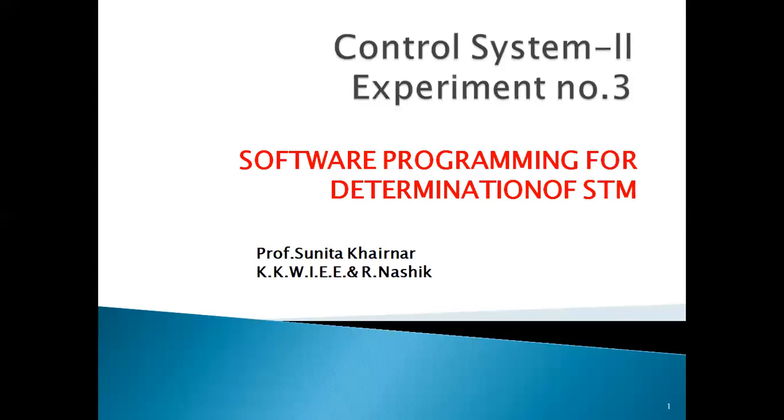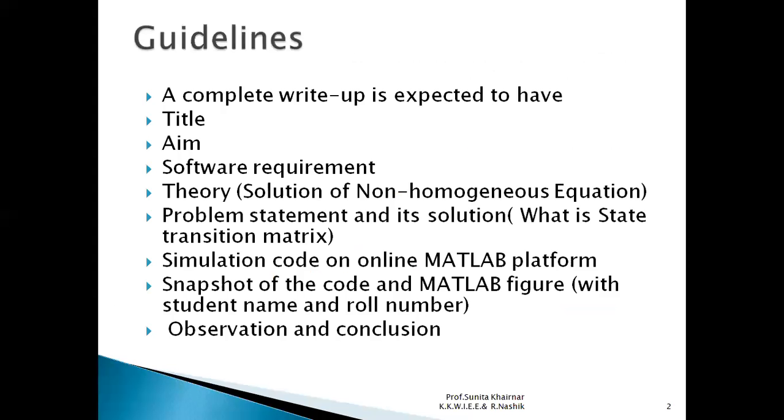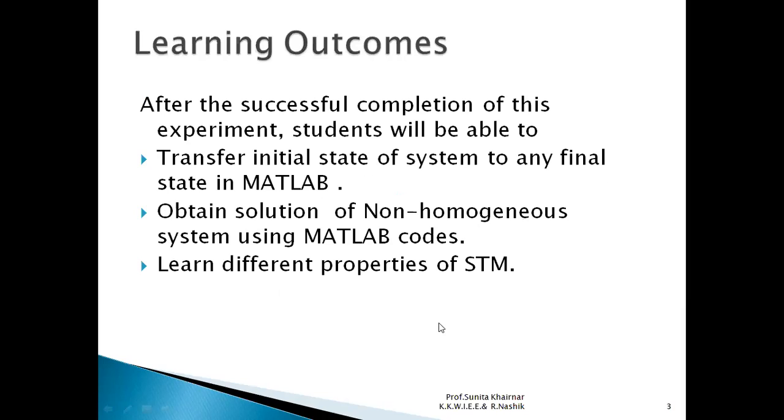Today we will learn Control System 2 experiment number 3, that is software programming for determination of STM. The experimental write-up is expected to have first the title, then you will write the aim, software requirement, then some theory, that means solution of non-homogeneous equation, problem statement and its solution, that means what is state transition matrix, simulation code on online MATLAB platform, snapshot of the code and MATLAB figure with your name and roll number, observation and conclusion. Learning outcomes will be like this.